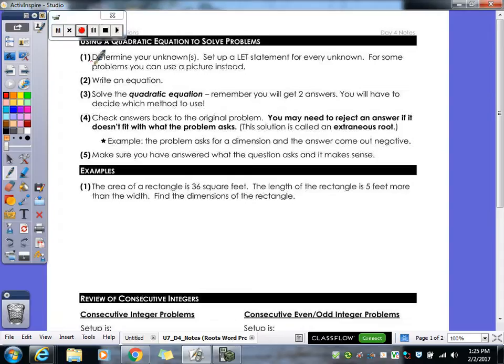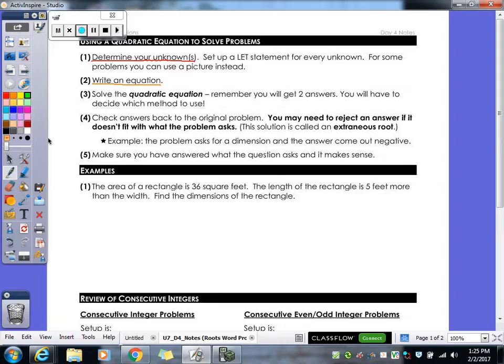Now, as always with our word problems, first thing we need to do is identify what it is in fact that we are looking for. So we always need to determine our unknowns. Once we figure that out, we then are going to write our equation. These steps are nothing new.